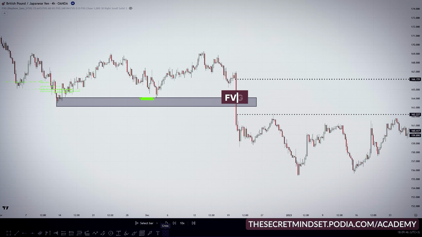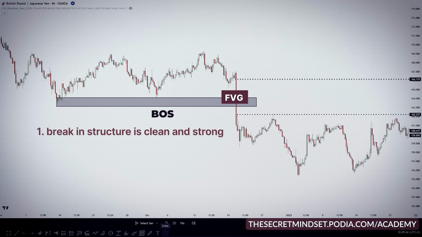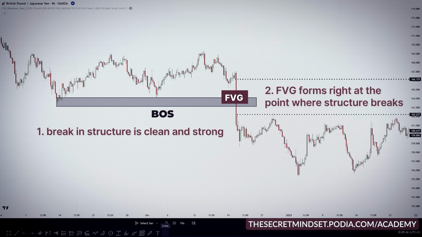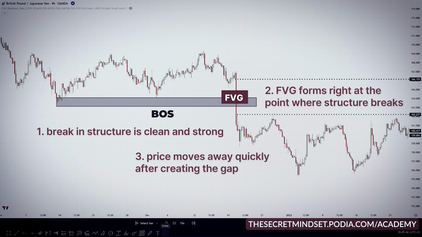You'll notice these setups work best when three conditions are met. First, the break in structure is clean and strong. Second, the fair value gap forms right at the point where structure breaks. And third, price moves away quickly after creating the gap. So when market makers move price fast enough to break structure and leave a gap, they're showing their hand. They're telling us they have strong interest at these levels.